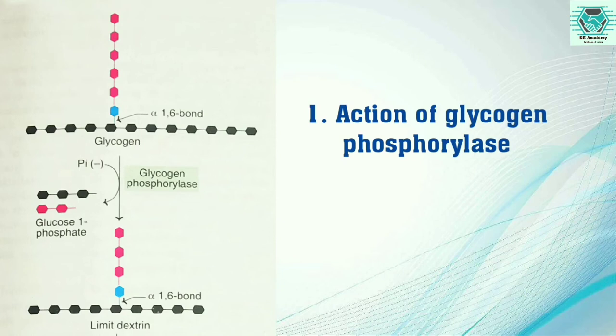The alpha-1,4 glycosidic bonds are cleaved sequentially by the enzyme glycogen phosphorylase to yield glucose 1-phosphate. This process is called phosphorolysis. It continues until 4 glucose residues remain on either side of the branching point. The glycogen so formed is known as limit dextrin, which cannot be further degraded by phosphorolysis.